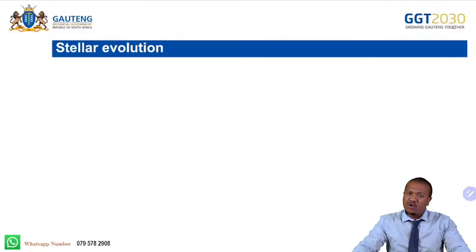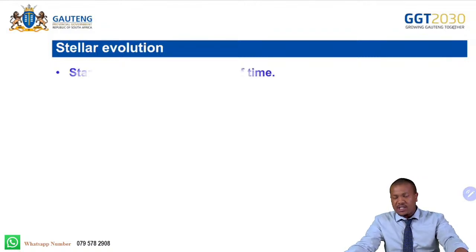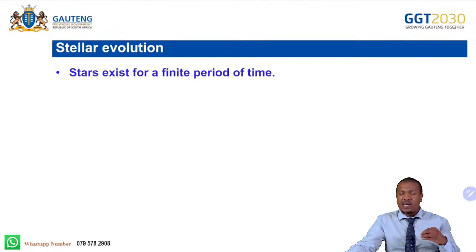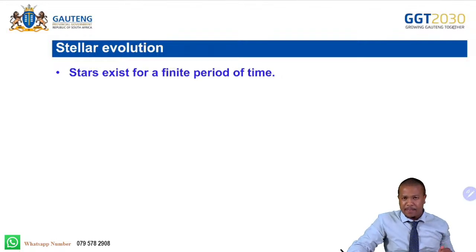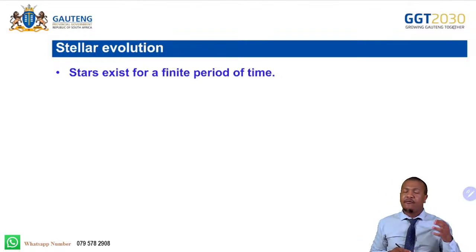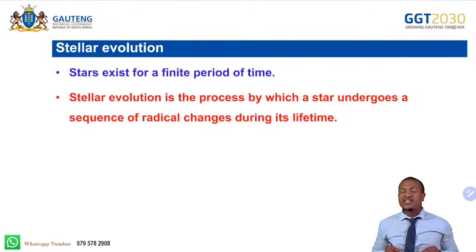So now, since we know what a star is, right? Let's talk now about what? Stellar evolution, which is now the birth, the life, and death of stars, right? So just to simply mention stellar evolution, it means what? The birth and life and death of stars. So stars exist for a finite period of time. What do I mean by that? We mean that stars do not live forever, right? Stars, they are born, they live, and they die, right? Such as other living organisms on our Earth.